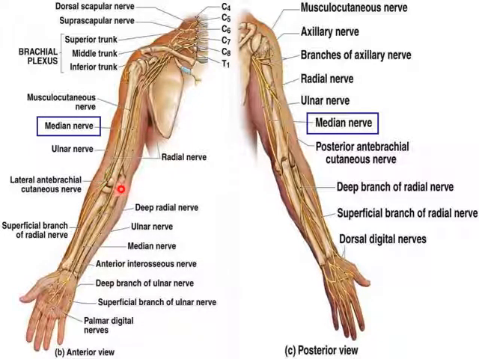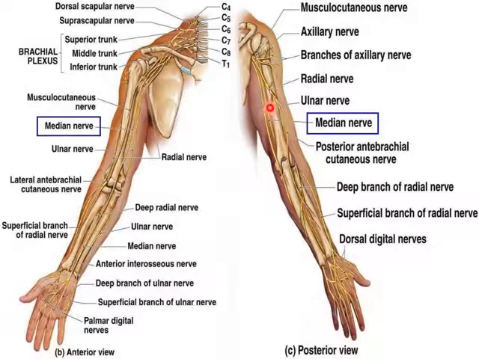Being a content of the cubital fossa, it enters into the forearm, supplying all the flexor muscles except flexor carpi ulnaris and the ulnar side of the flexor digitorum profundus, supplying all other muscles of the forearm, and then through the carpal tunnel it enters into the palm, supplying the thenar muscles and first and second lumbricals, and the cutaneous supply to the lateral 3.5 fingers.